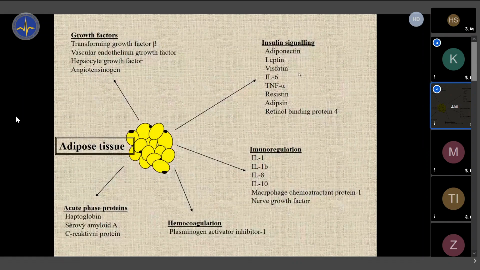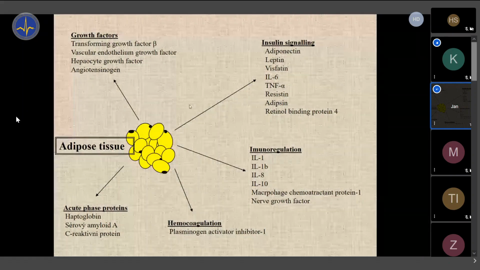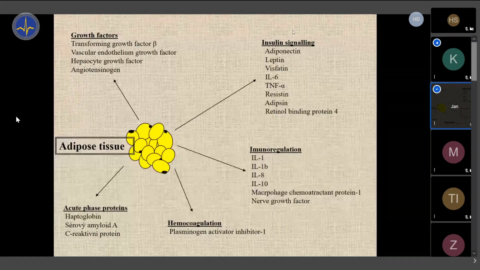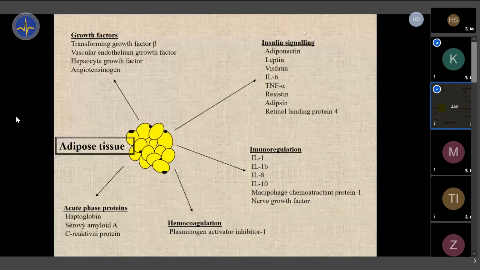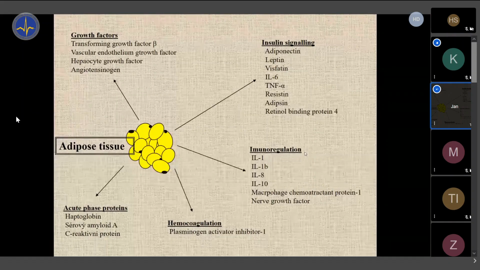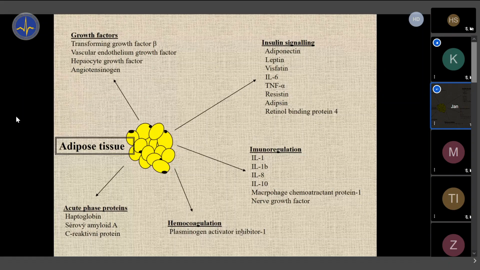And here you can see just an example. You don't need to memorize all of these molecules. There are hundreds of these molecules, but maybe we can just remember some of the pathways or some of the groups of regulations they are influencing. So of course, talking about type 2 diabetes, we will talk about many compounds produced in fat tissue regulating insulin signaling, but there are also others: immune related products which regulate immune responses, blood clotting, hemocoagulation, acute phase proteins, and of course growth factors, which we mentioned briefly for the cancer.